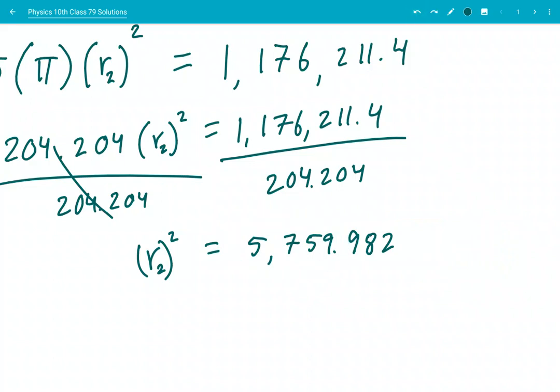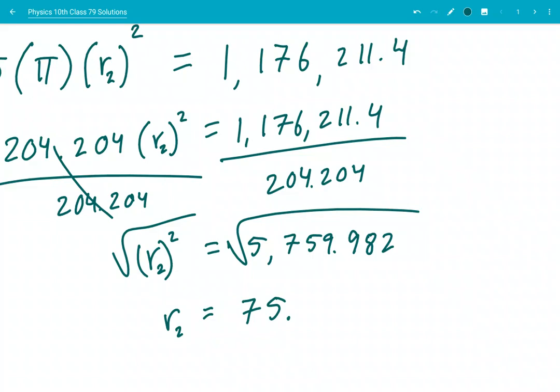All right, so now we're going to square root. You get R2 equals the square root of that big number. You get 75.89 about. And radius is referring to inches. It's a distance, right? There's our answer.